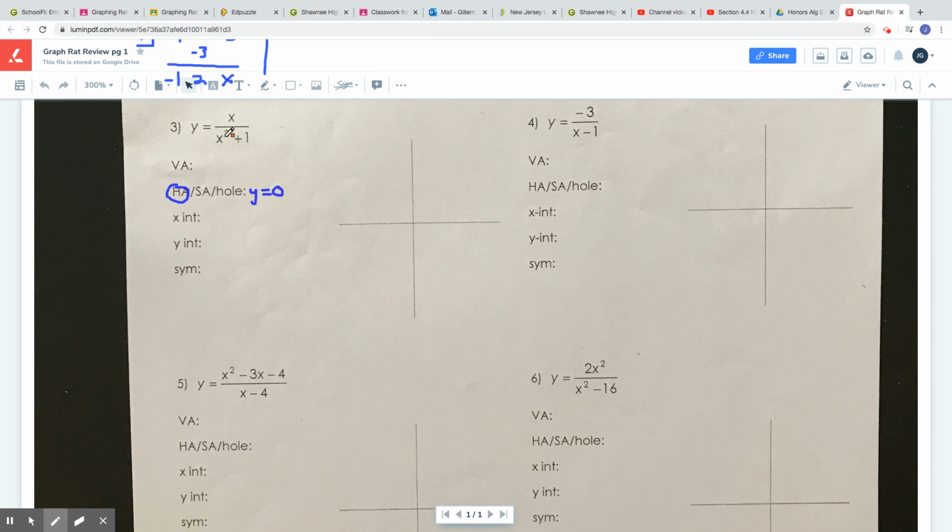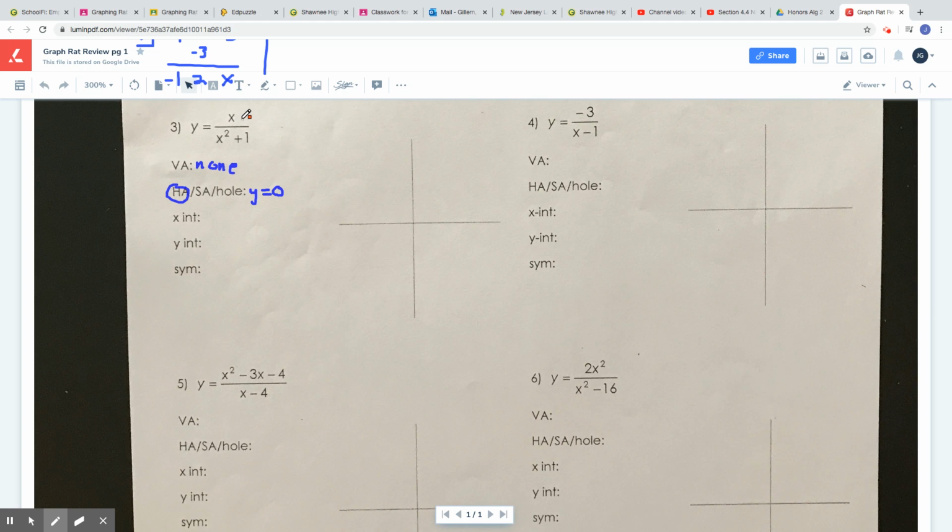All right, vertical asymptote: x squared plus 1. There's nothing that's going to make this equal to 0, because I can't factor that. If I set it equal to -1 and take the square root of -1, it's imaginary, plus or minus i. So there is no vertical asymptote. This is going to be one of those special ones that we did an example of in class yesterday.